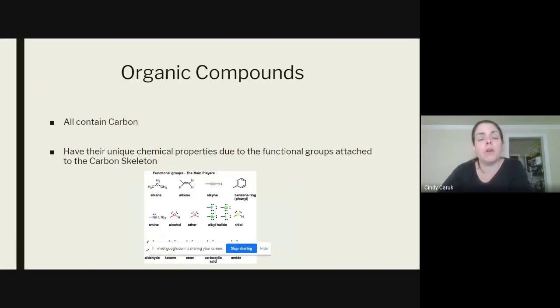Organic compounds all contain carbon. Now, not everything that contains carbon is organic. Carbon monoxide is not organic, and neither is carbon dioxide. But when we're looking at our 4 major biological macromolecules, which are your proteins, your lipids, your carbohydrates, and your nucleic acids, they all contain carbon.